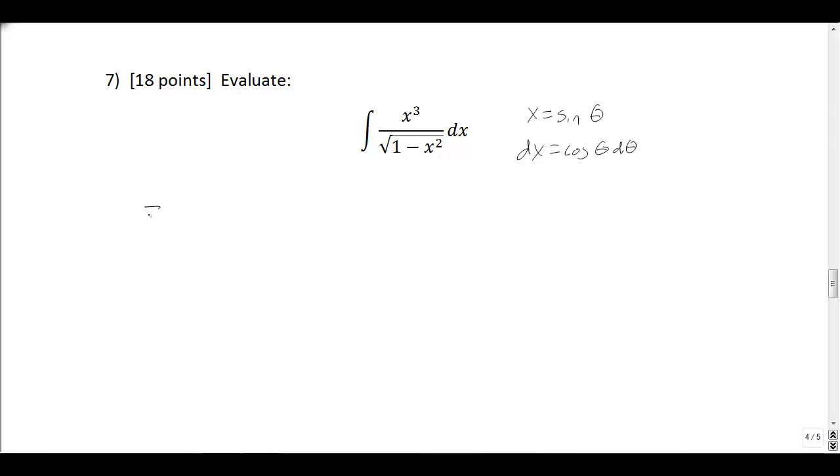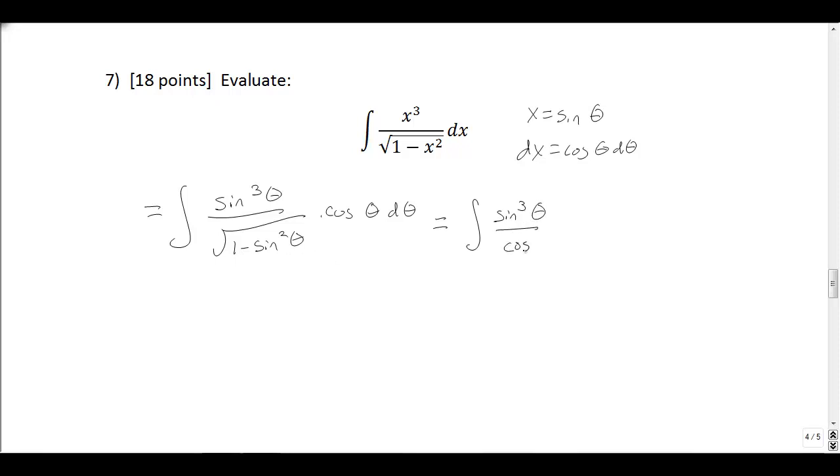So we do our substitution. X cubed is sine cubed theta over square root 1 minus sine squared theta. And then our dx becomes cosine theta d theta. Okay, so what you get then is, let's see, sine cubed theta over 1 minus sine squared theta is going to become a cosine squared theta square root.